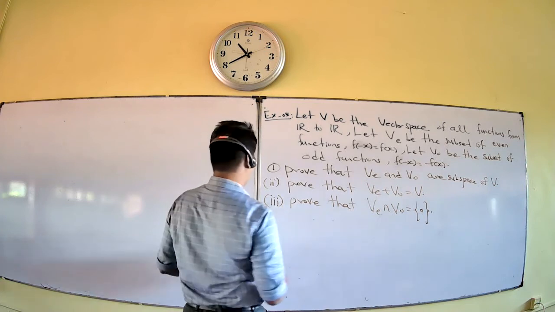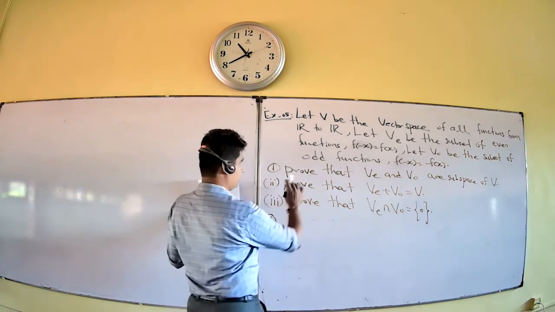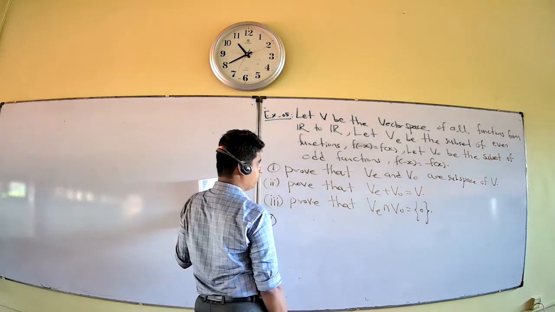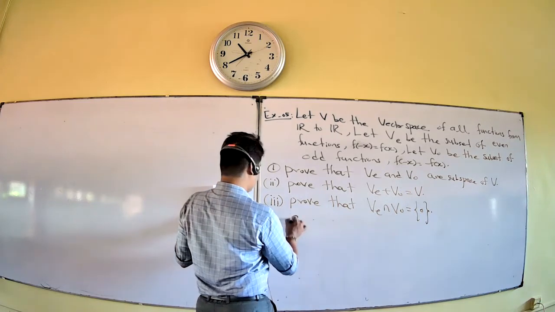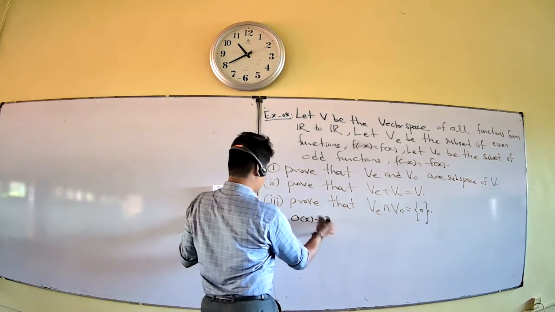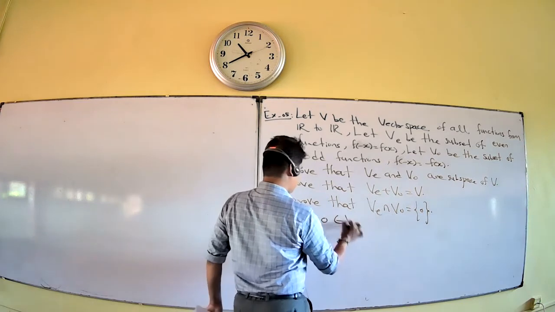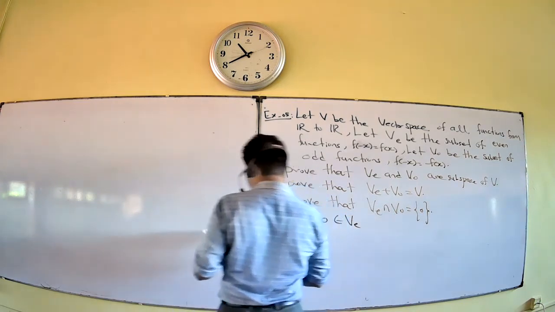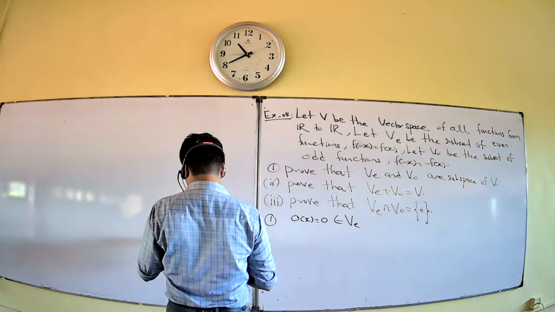Okay, so first you want to prove that V_E and V_0 are subspaces. So obviously the zero function belongs to V_E. Okay, the zero function belongs to V_E.